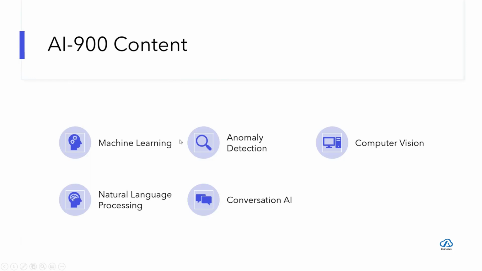Within that AI 900, you will see different kinds of content like machine learning, anomaly detection, computer vision, natural language processing, conversational AI. But you don't need to review everything for DP100. You just need to review machine learning content and some anomaly detection. That's it. And if you just review these two, which is like 30 minutes of the full video, you will be good to go from a machine learning training point of view.